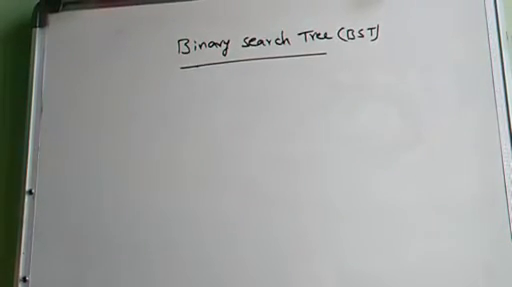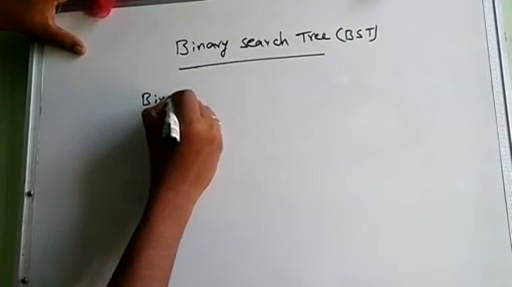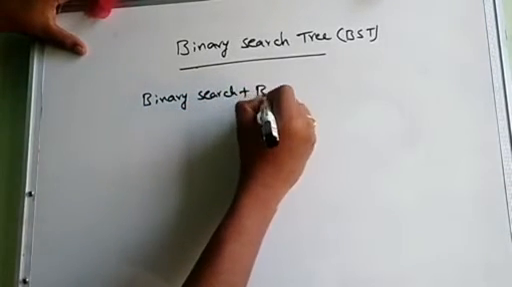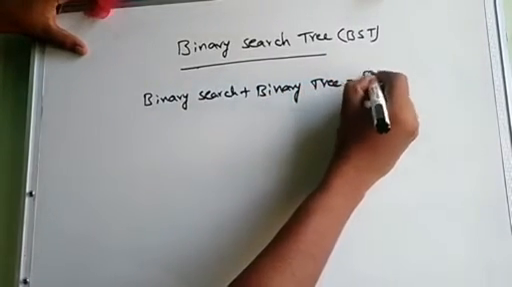Another very important topic is binary search tree. It is a combination of binary search, which we discussed in the previous units, and binary tree. So binary search tree is a combination of binary search plus binary tree.